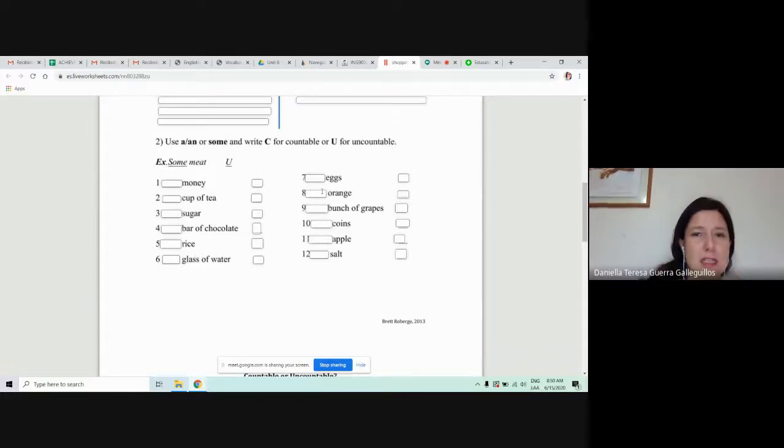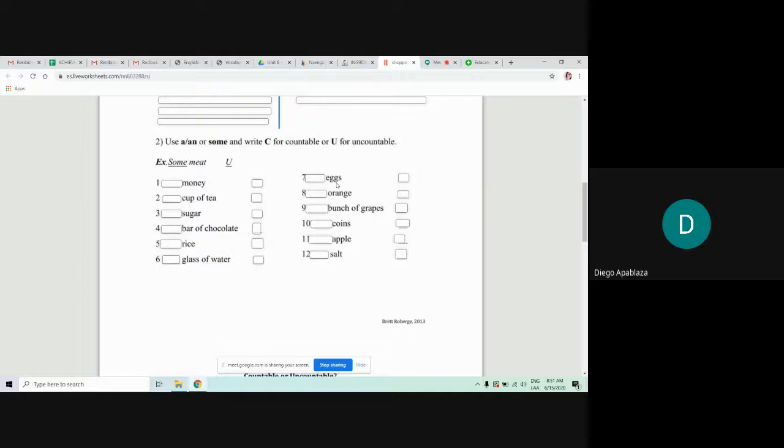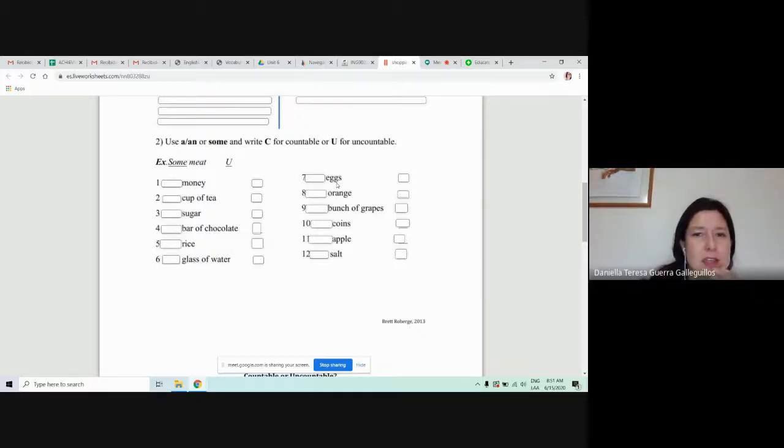For example, look at this. Eggs. Can I say a eggs or an eggs? ¿Puedo decir un huevos? No. Digo algunos huevos. Some eggs. That's right. Orange is an orange because it starts with O. Ojo, que esa es la diferencia.